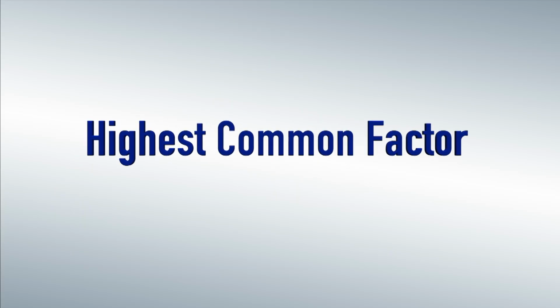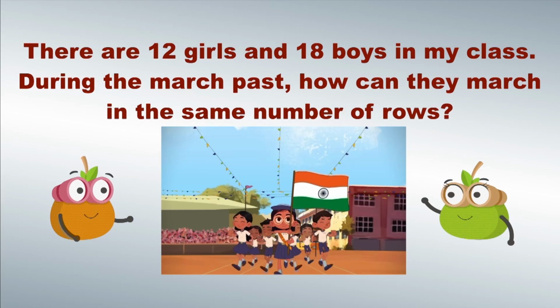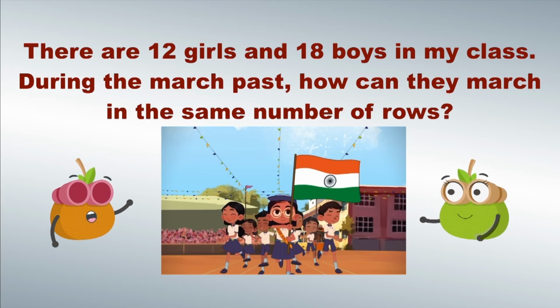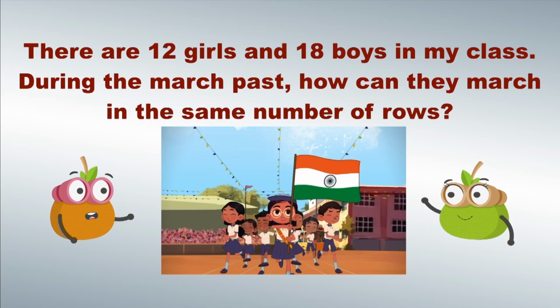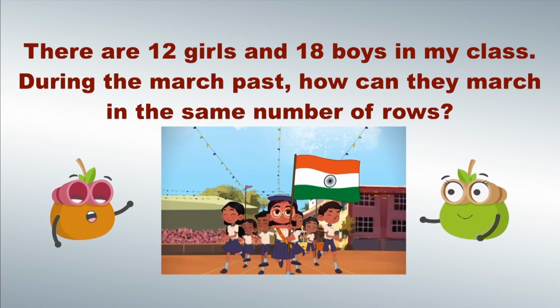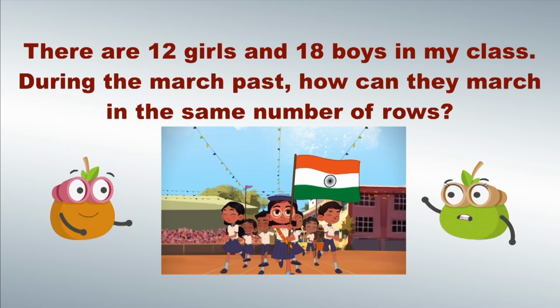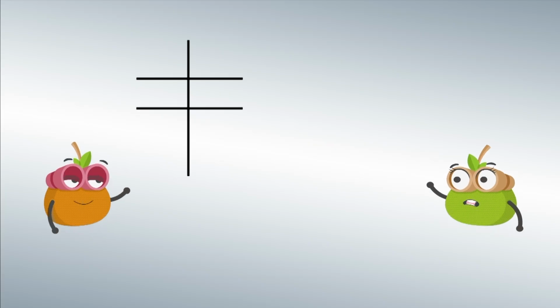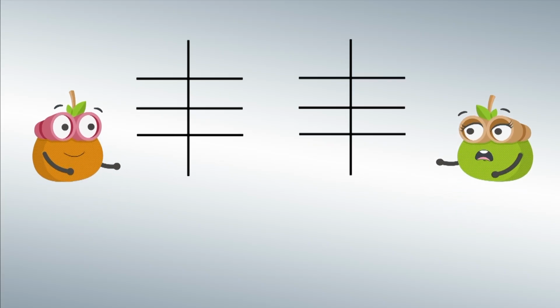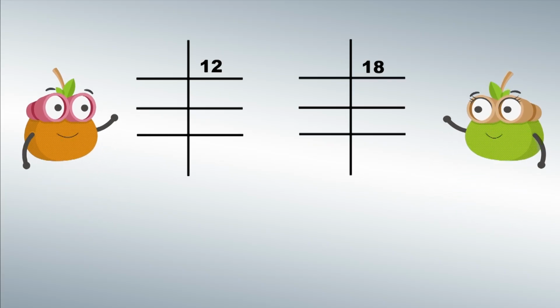Highest common factor. Appy, there are 12 girls and 18 boys in my class. During the march past, how can they march in the same number of rows? It is very easy to find the number of rows. You need to calculate the highest common factor of 12 and 18.